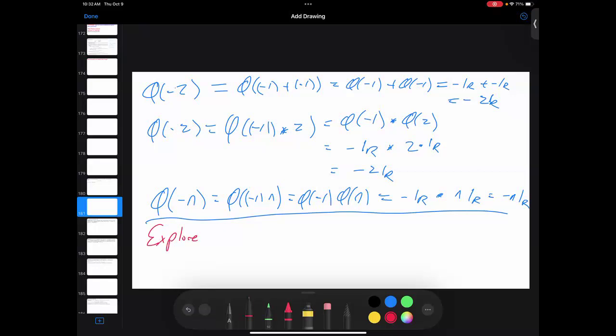So explore phi from the rationals to R. Is there freedom? We know it's going to have to specify a lot. Does it specify everything? That would be a great exam question. If I give you that you have a ring homomorphism, is that enough to completely specify what's going on now from the rationals, or do I have some freedom?